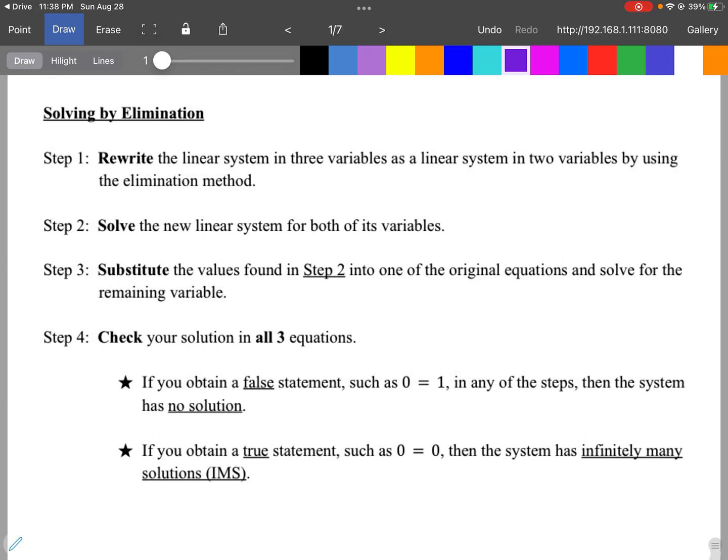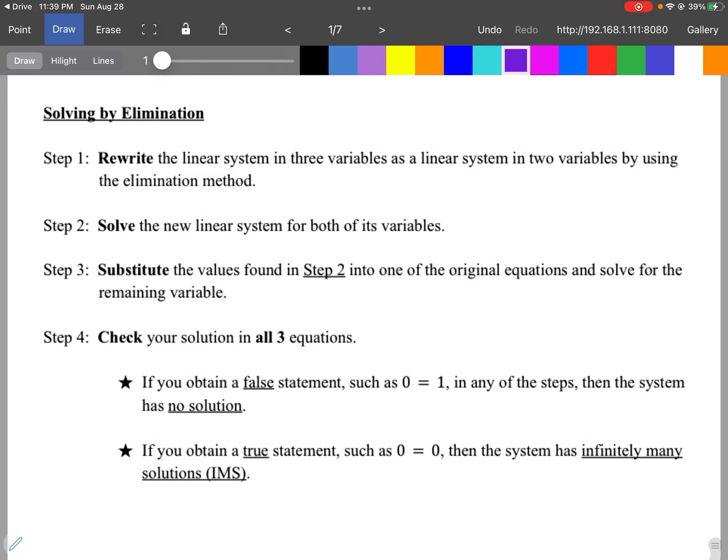Once I have only 2 variables, then I can solve it just like we did back in 3.2, where we can use elimination, substitution, whatever it is they want us to use. So we're going to stick with just the elimination method for both step 1 and step 2. So step 2 is to take the new system with the new equations that now only have 2 variables, and we're going to solve it using the same method that we did in 3.2. We're going to use elimination, and we're going to be able to eliminate one of the 2 variables that we have left. Once we have that, then we're able to solve for that one variable that's left.